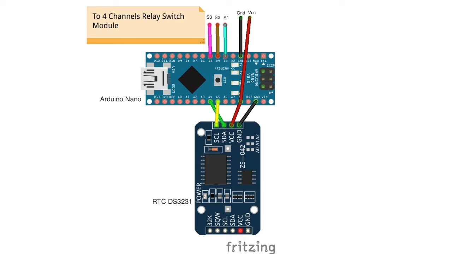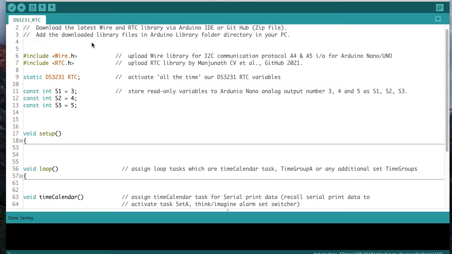Next, connect the Arduino Nano to your USB PC and load up the Arduino software IDE, which you can download and install for free from the internet. Now, we can start to program the hardware with codes. To program it, you will need to download the latest Wire and RTC library via Arduino IDE or GitHub.